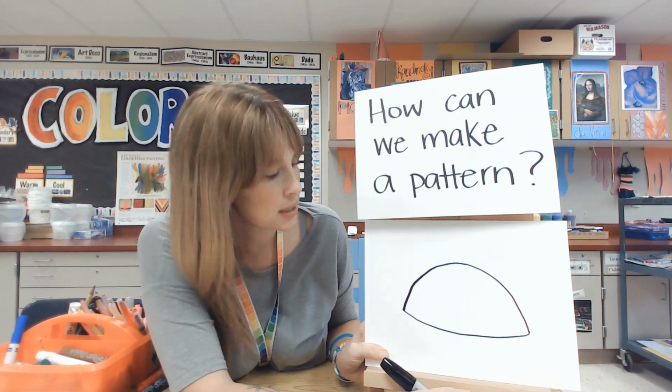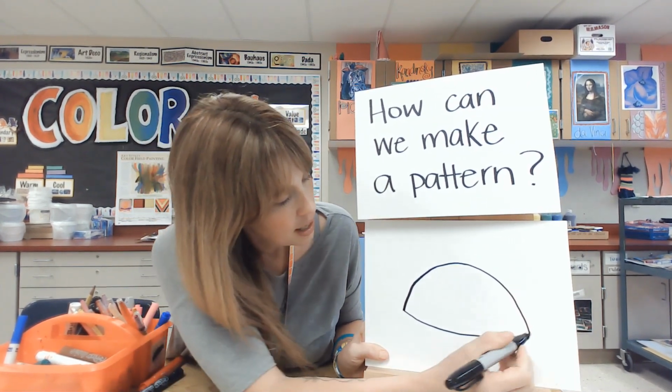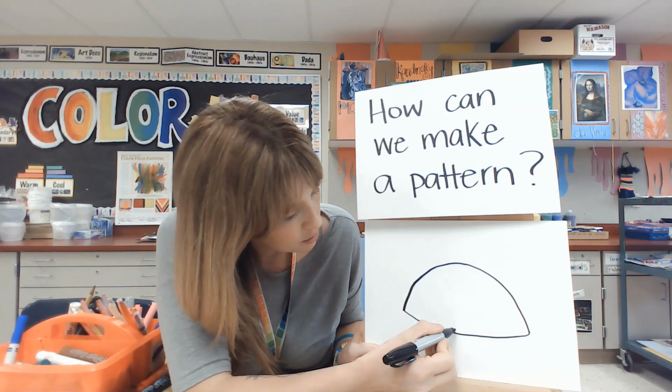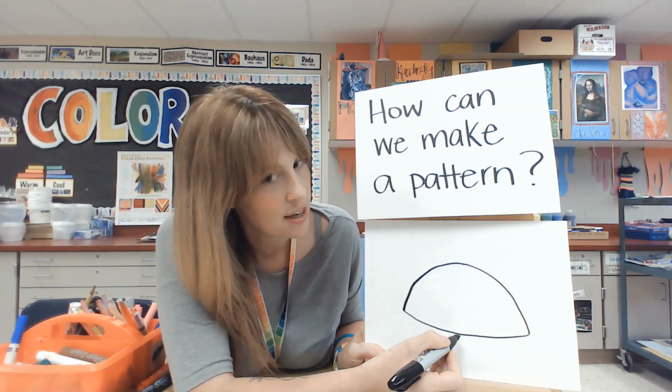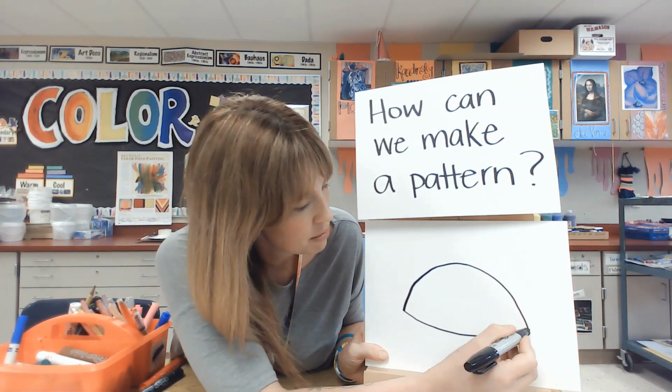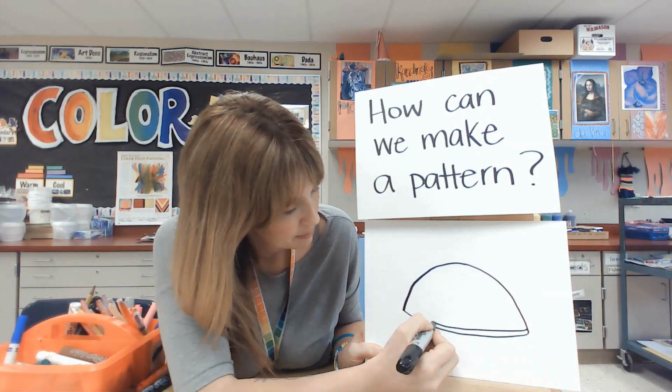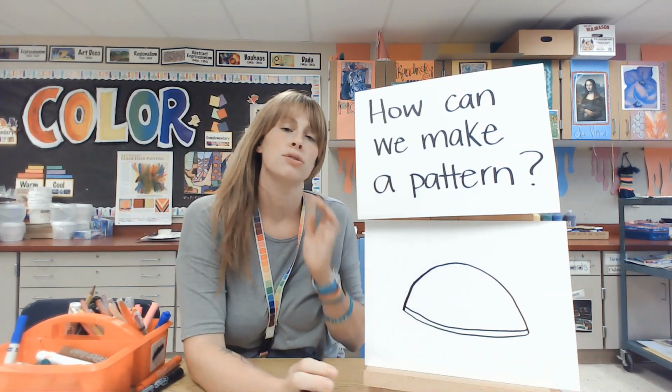Looks like a little mountain or a little hill. Then I'm gonna make another line right above it that's gonna mimic, or be the same as, this line. Like a pattern, repeat. So I'm gonna repeat this line. That's the bottom of my turtle shell.